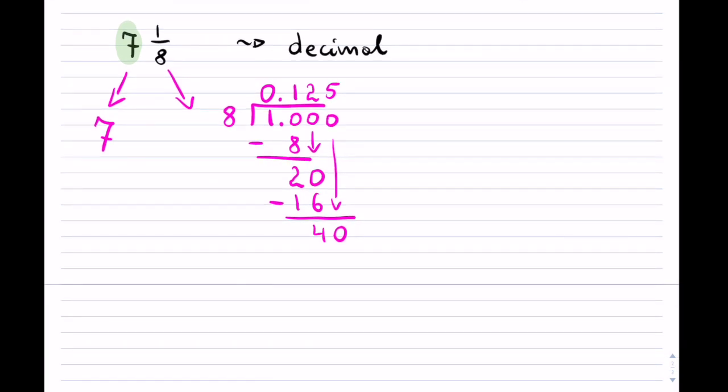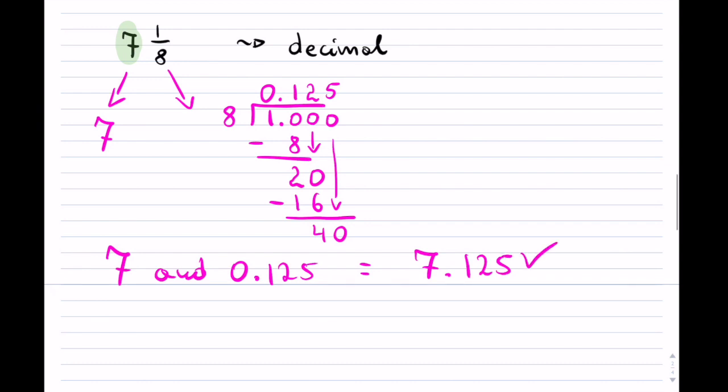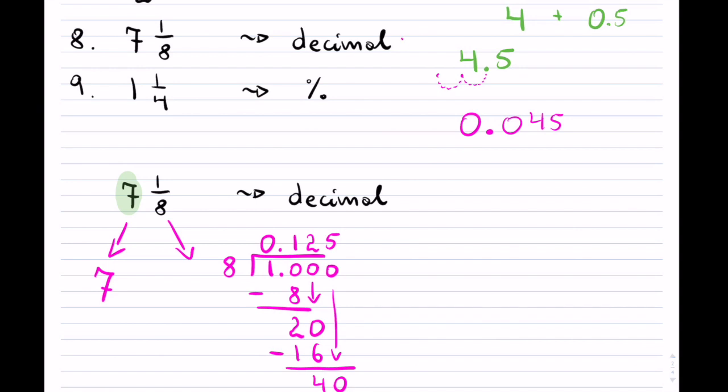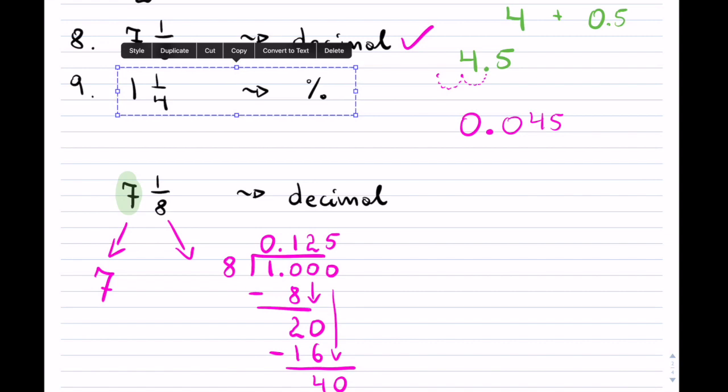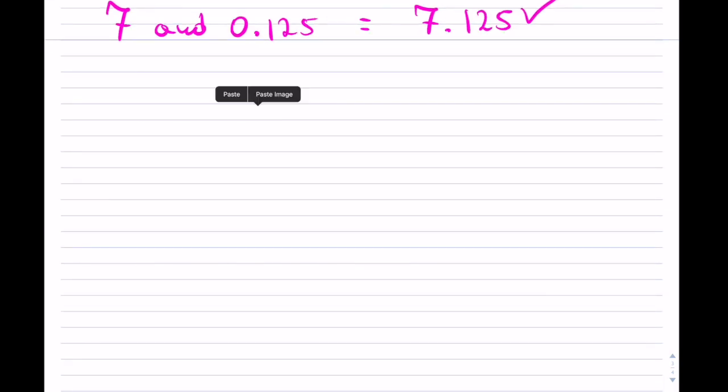So what I have is 7 and 0.125, which equals 7.125. And that's the decimal equivalent. So that was number 8. Let's try the last one. The last one is 1 1/4, and we want to change it to a percent, which means I will have to multiply by 100.